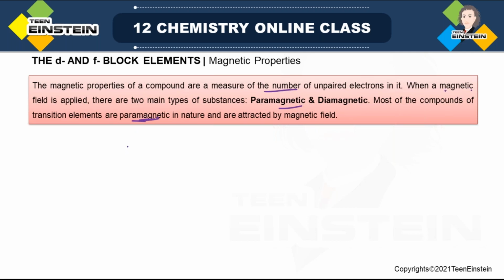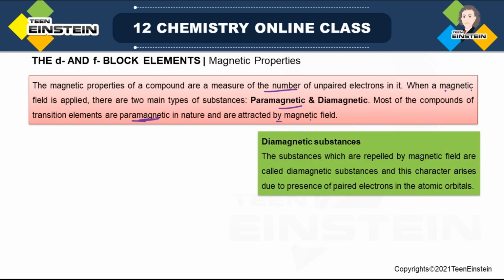Paramagnetic character you will get only when there is an unpaired electron, and in most cases there is an unpaired electron. That is why most of the compounds of transition elements will be paramagnetic in nature, and as a result they will be attracted by a magnetic field. But if there is no unpaired electron, it will have diamagnetic nature.